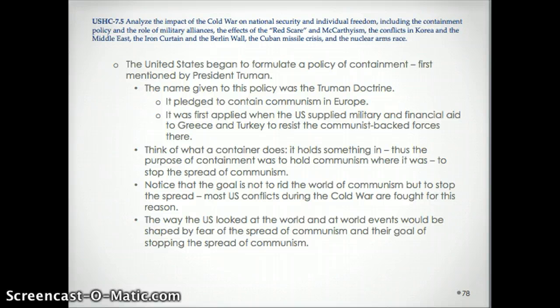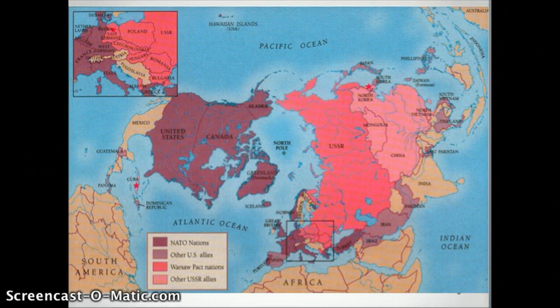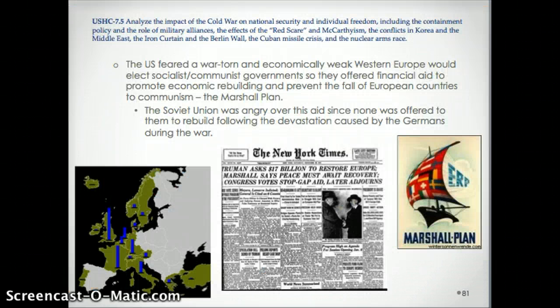The way the U.S. looked at the world and at world events would be shaped by fear of the spread of communism, their goal towards stopping the spread of communism. So you can see in this picture, there's this world struggle between the Soviet Union and the U.S. trying to spread our beliefs. U.S. trying to spread democratic beliefs, Russia trying to spread communist beliefs. And here's another picture showing the two different alliances, and it's really like an us versus them around the world.